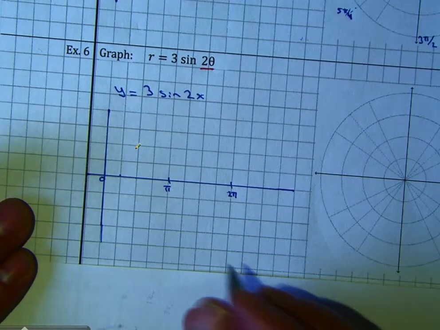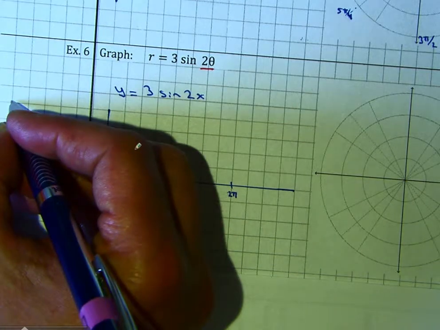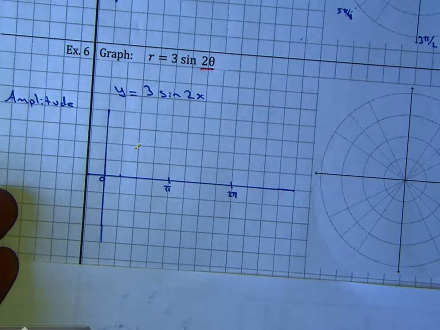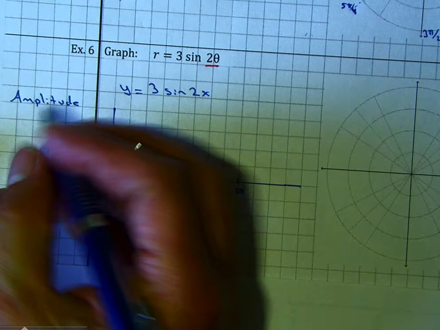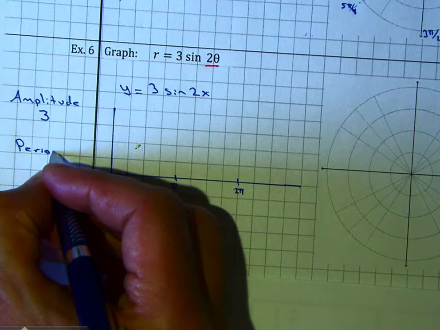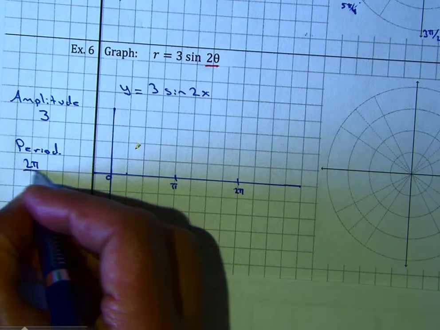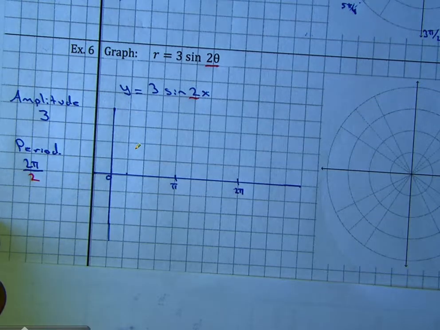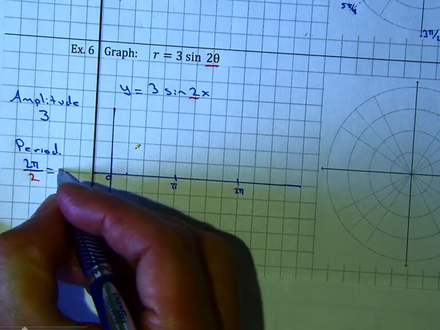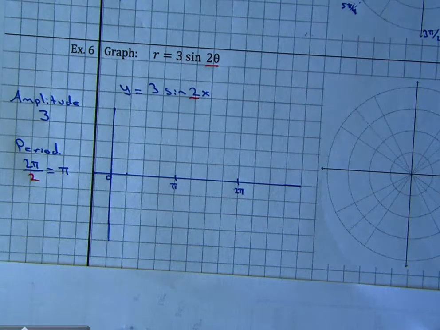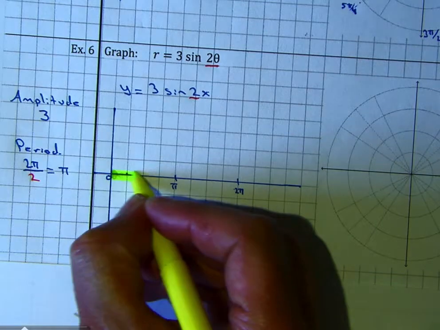Now we are going to find our amplitude. Remember, your amplitude is always positive. It's always the absolute value of A. So in this case, your amplitude is 3. Your period is 2 pi over B. In this case, B is 2. So therefore, a full rotation, instead of being 2 pi, is now just pi. So we are going to highlight the first from 0 to pi will be the first rotation.